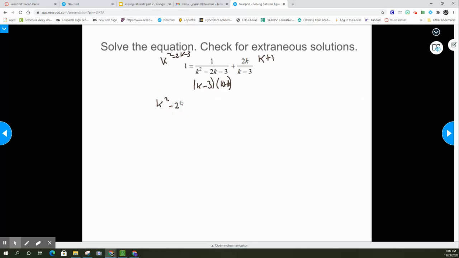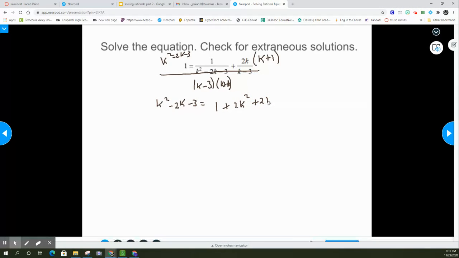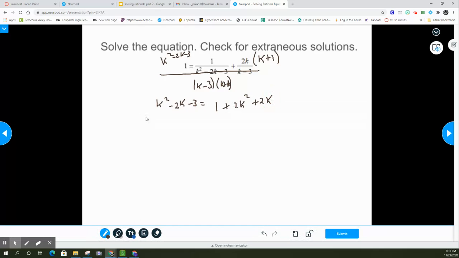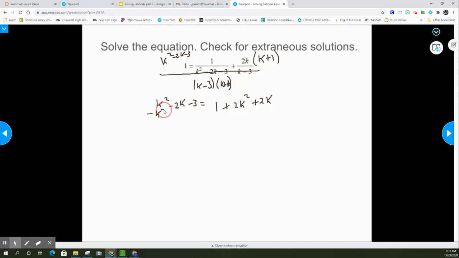On the left side, that's what I'm going to have: k squared minus 2k minus 3 equals, again, I'm just canceling out all the bottoms here, so 1 plus, and now I've got to distribute this 2k. So it's 2k squared plus 2k. And now I've got a quadratic again. So I'm going to just subtract everything over. I'm going to subtract this over here, add 2k to both sides, and add 3 to both sides, so that the left side of the equation is 0.